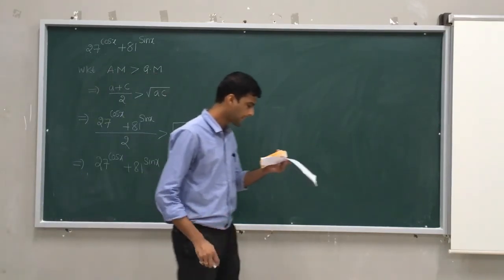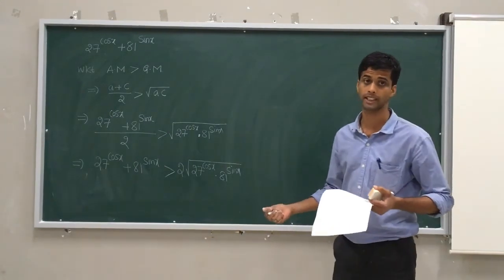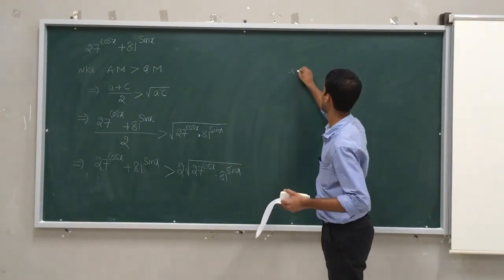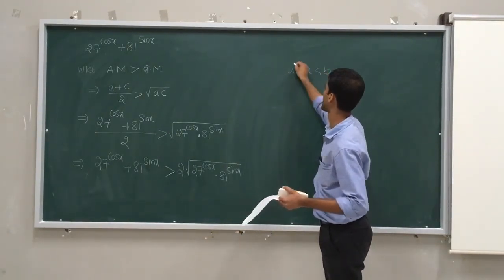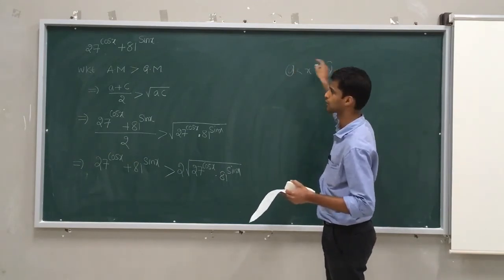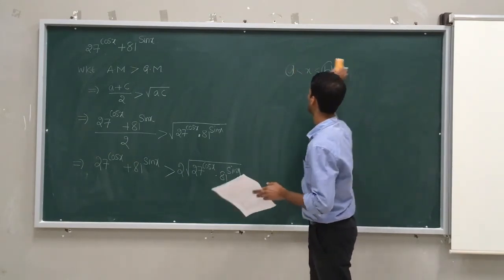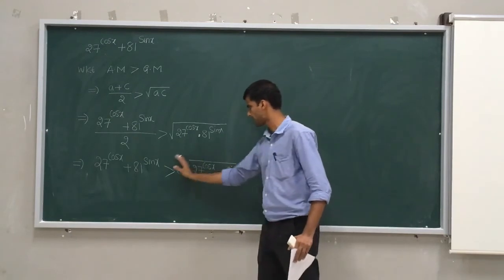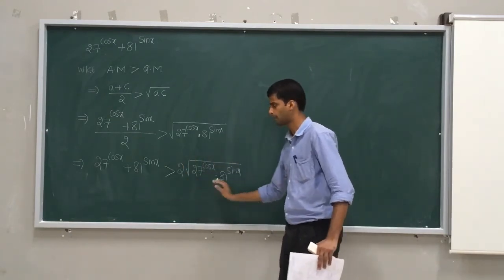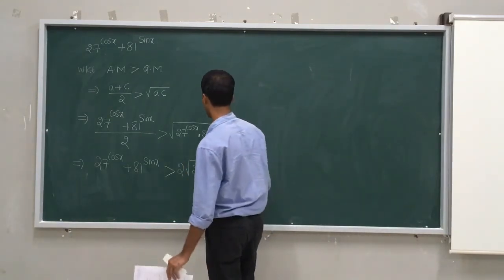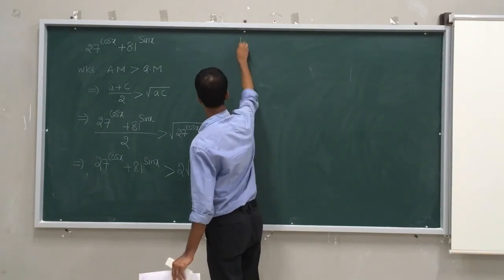They want the minimum value of this expression, not the maximum value. Say for example, if the options are like this, A is minimum, B is maximum. So for this expression they want the minimum, so this answer is what I will get as the minimum. So I'll write the expression like this.